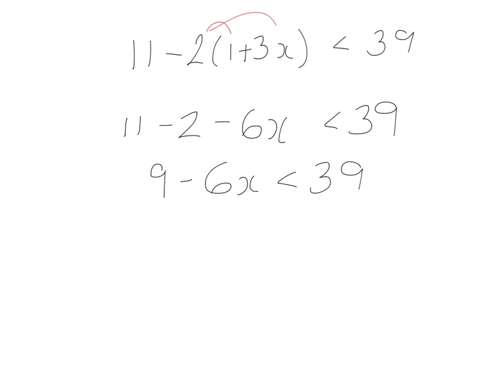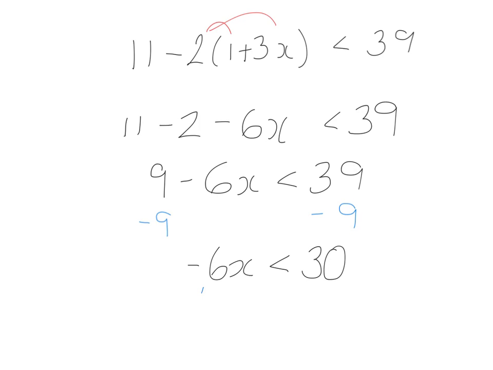Once again, I just want to have my letters on the left and my numbers on the right. So we can see here that I've got a 9 on the left hand side that I don't want. This is a positive 9. So to get rid of positive 9, I need to subtract it from both sides. Don't forget about your negative here. So -6x is going to be less than 30.